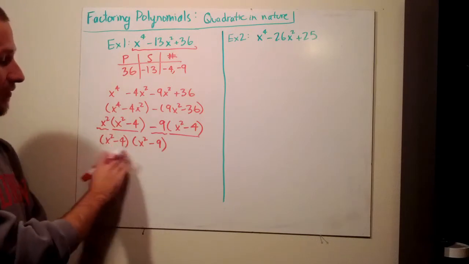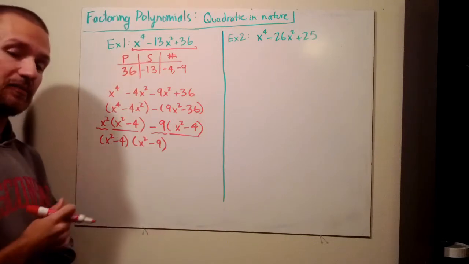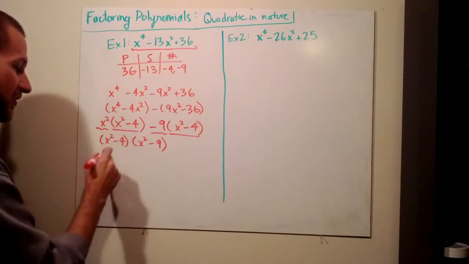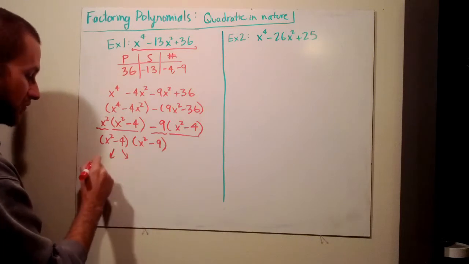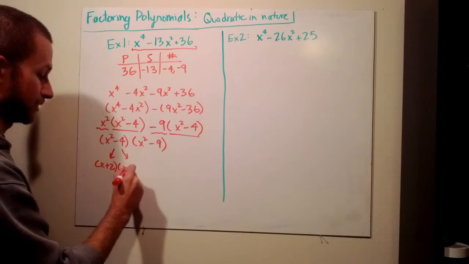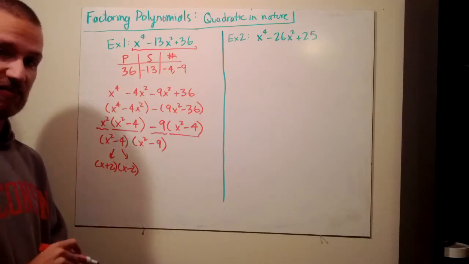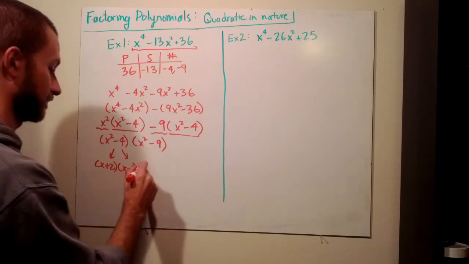X squared minus 4 and x squared minus 9. Since it's a squared term minus a number, I can factor both of these. This one will factor into x plus 2 and x minus 2. X squared minus 9, likewise, will factor into x plus 3 and x minus 3.